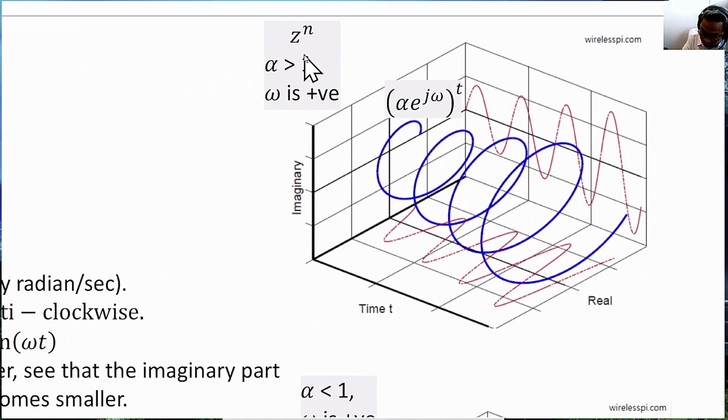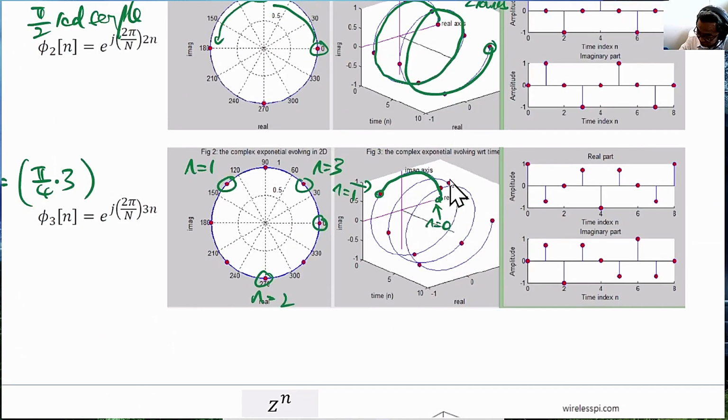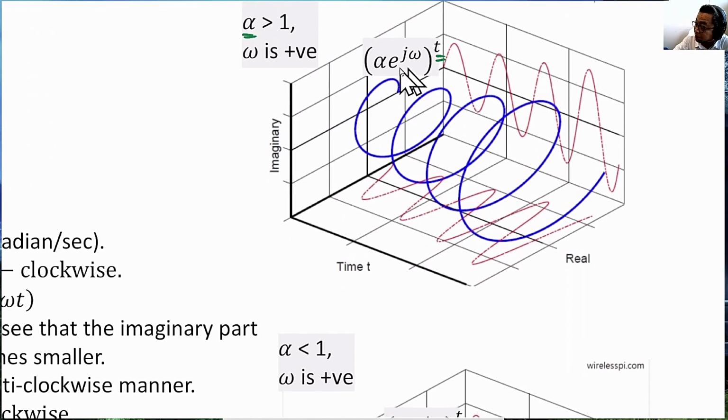So if alpha, the magnitude, is bigger than 1 and omega is positive, then we realize that it is rotating anti-clockwise, and as n increases, it will rotate faster and faster. Now I've drawn a blue line. Here the blue line is for a continuous version of the complex exponential, so that you don't see all the holes in between like here. I just draw the blue line to represent the continuous time version. To get the discrete time version, of course, you sample it at the discrete points.